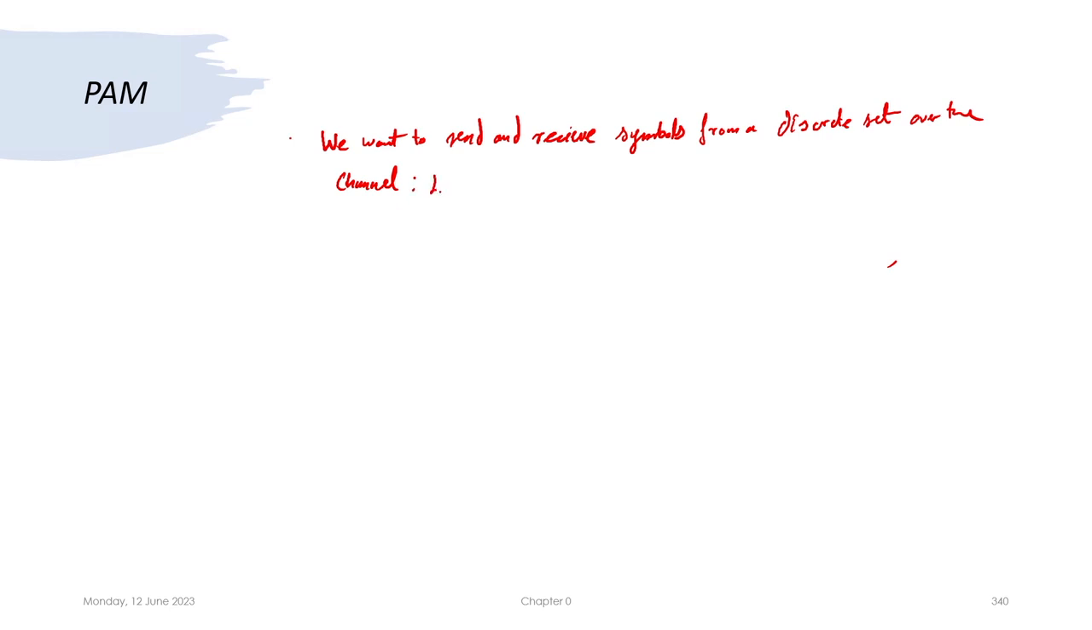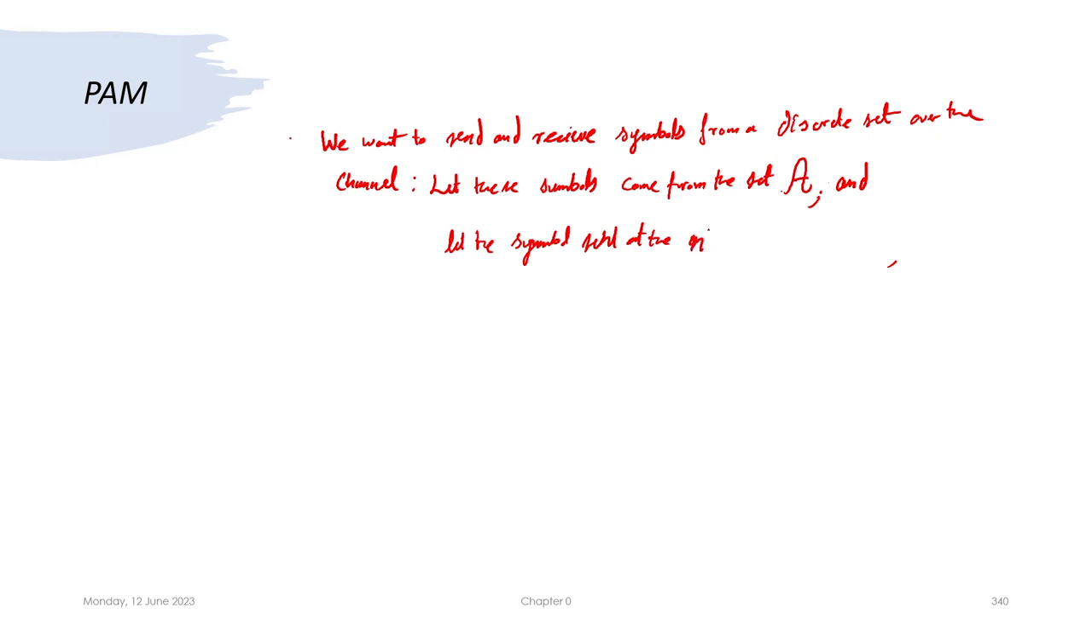We say that let these symbols come from the set A, and this unintentionally looks like a smiley, and let the symbol sent at the nth instant be A n or S n.